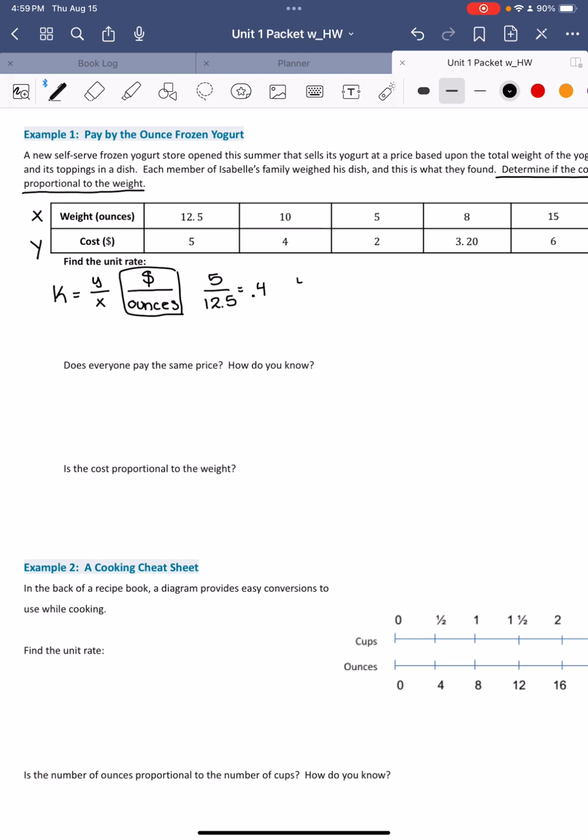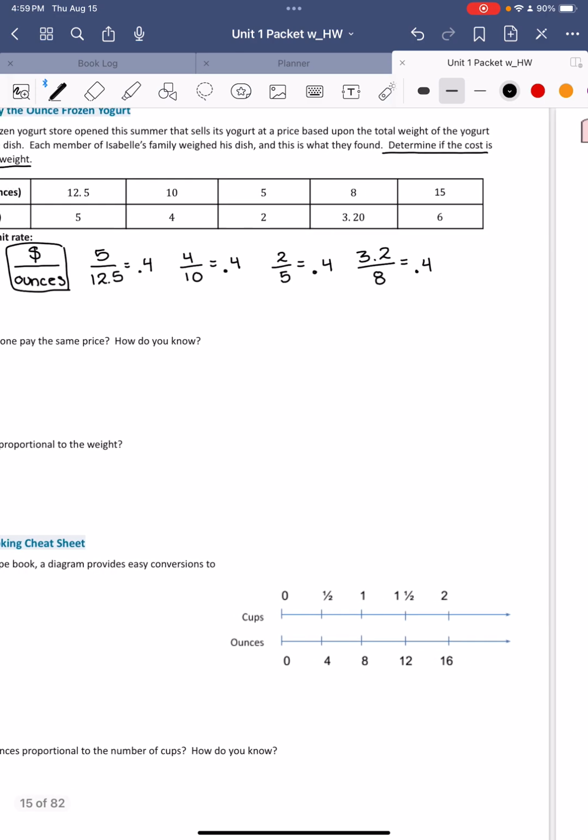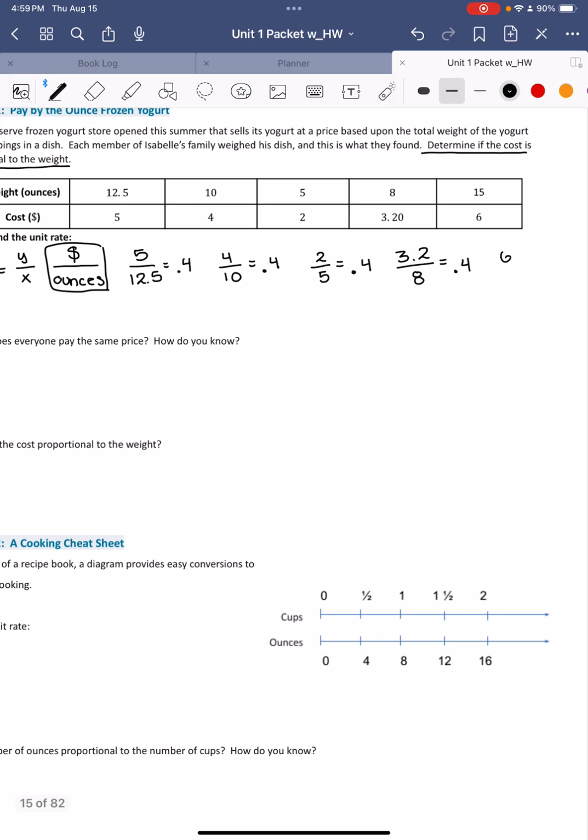Same thing for the next one, 4 divided by 10. And I'm just going to keep going down the row and checking all of my values to see if they give me the same thing. 2 divided by 5, that is also 0.4. 3.2 divided by 8, and I'm doing all this in my calculator. That also gives me 0.4. And my last one, 6 divided by 15, is going to also give me 0.4.